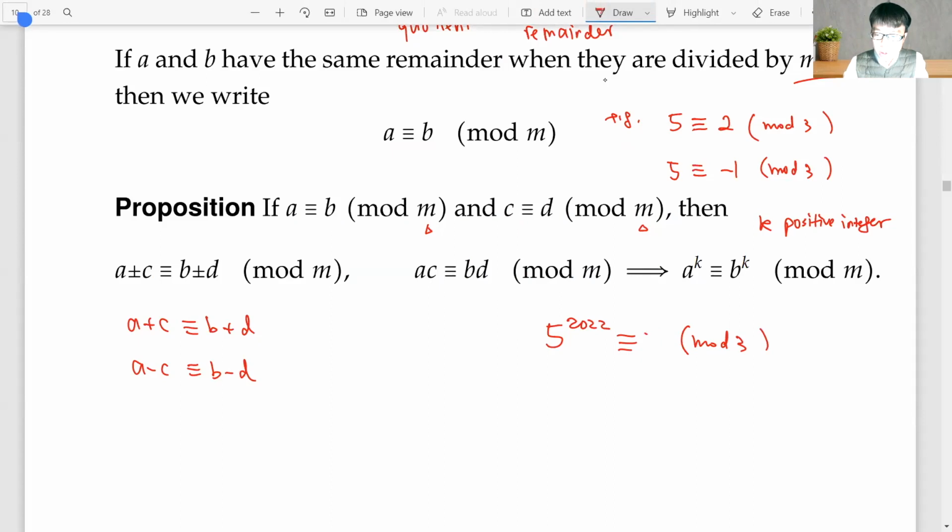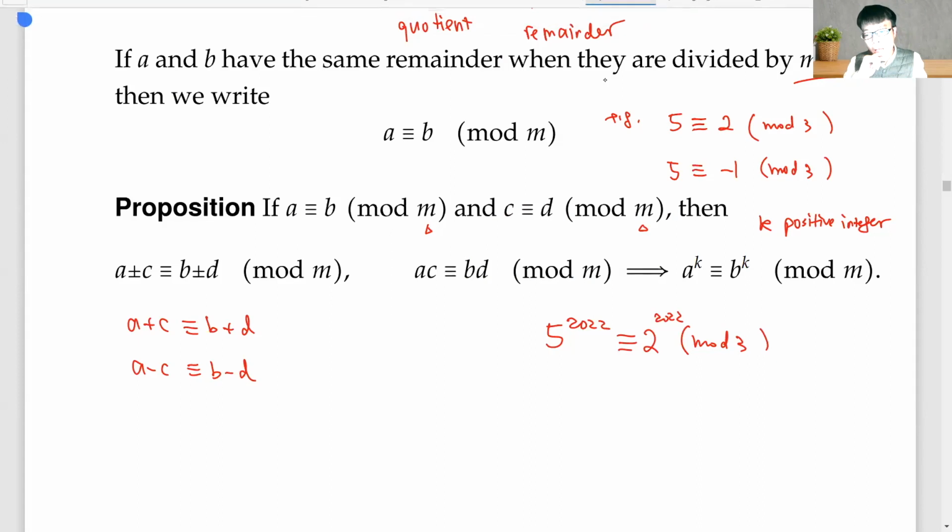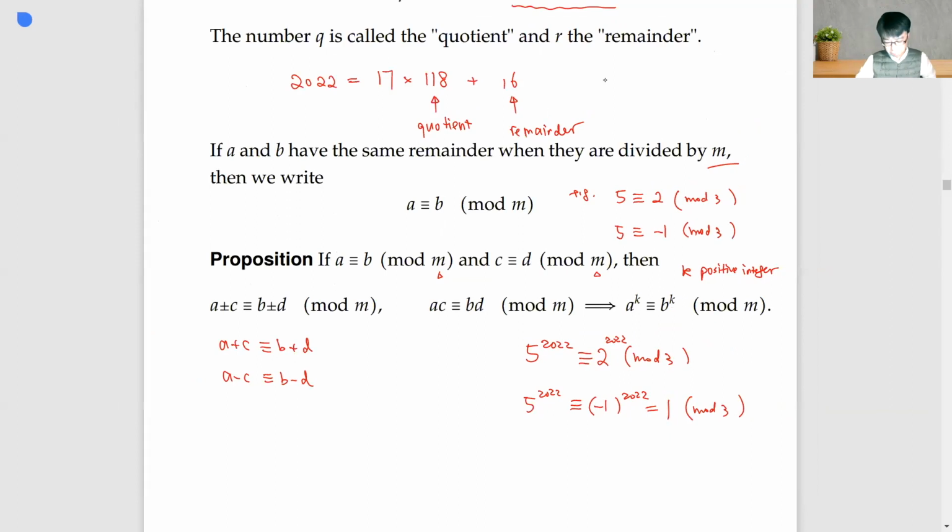On one hand, we see 2 to the 2022. It is true, but it's not easy to see the remainder. That's why we use a negative number to simplify. It's congruent to (-1) to the 2022. If you do it this way, it's easy to see the answer is 1 mod 3. So the remainder when divided by 3 is 1. Okay, I will provide you more examples later based on that.